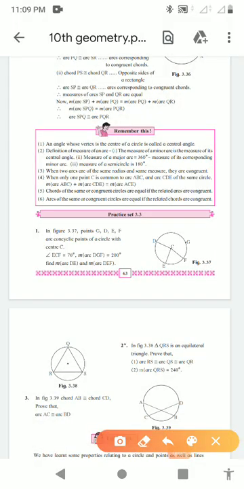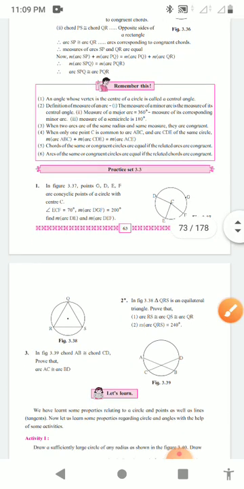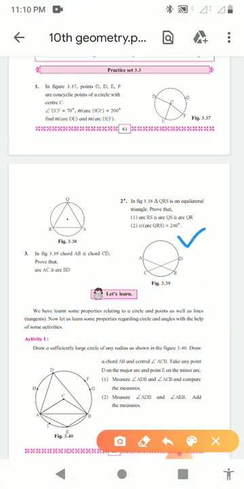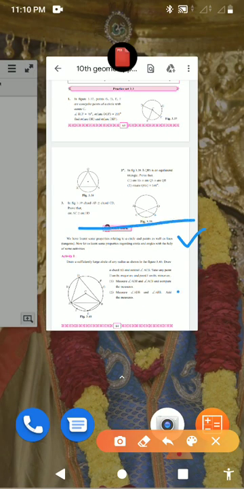So this problem is remaining, problem number 3. Now we will see this problem in detail. The adjacent figure is given here. In this figure, chord AB and chord CD are given as congruent, and we have to prove that arc AC is congruent to arc BD.